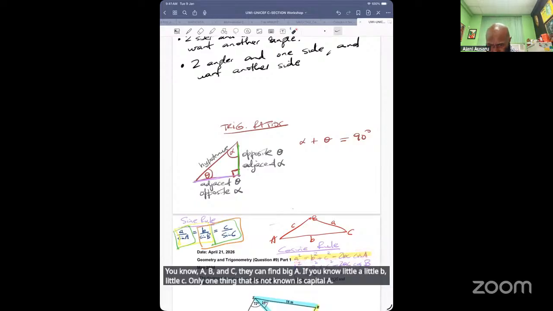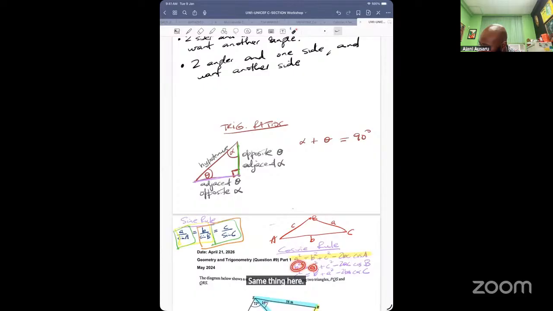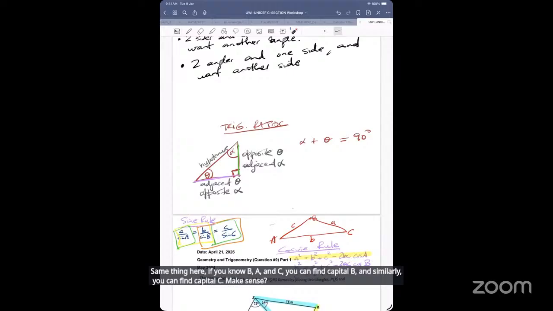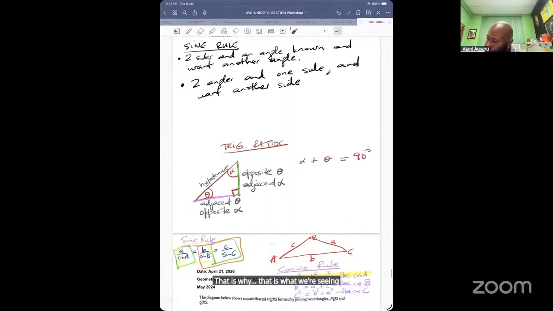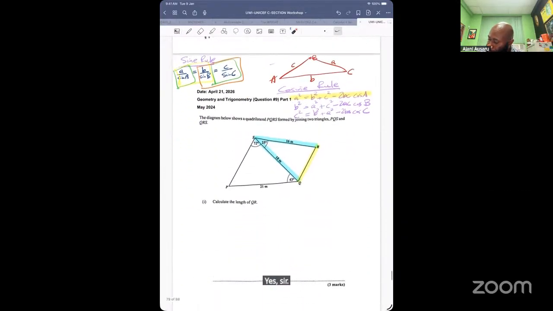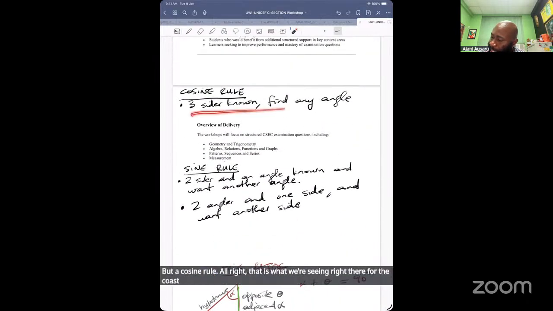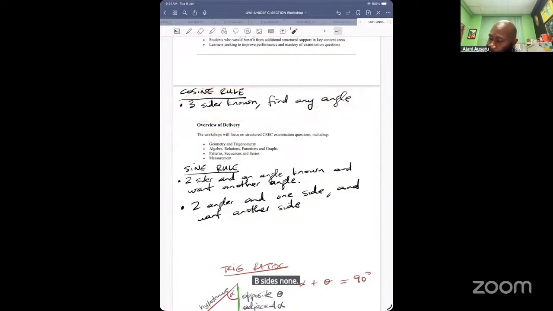Make sense? Same thing here. If you know b, a, and c, you can find capital B. And similarly, you can find capital C. Make sense? That is why, that is what we're saying right here for the cosine rule. So three sides known, you can find any angle.